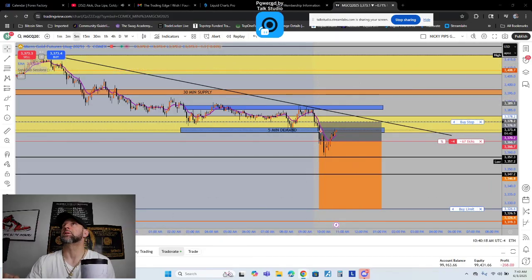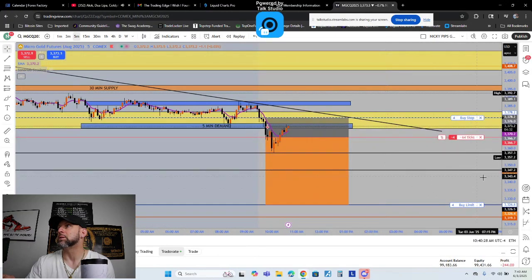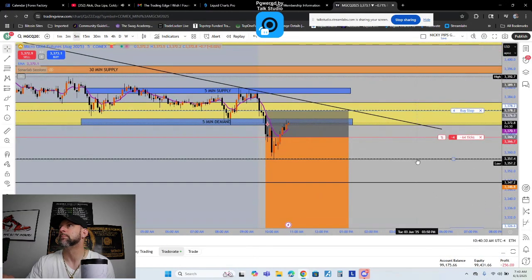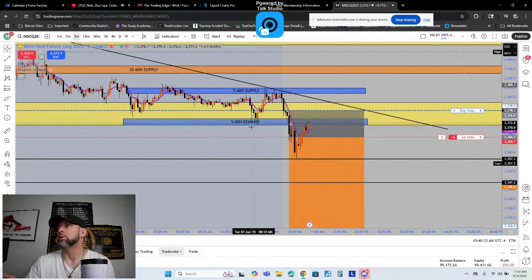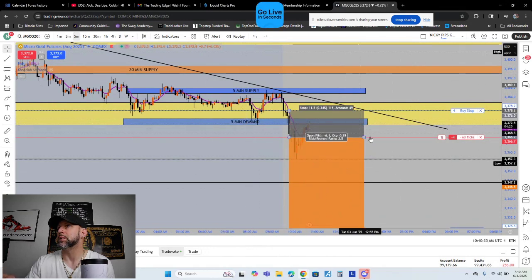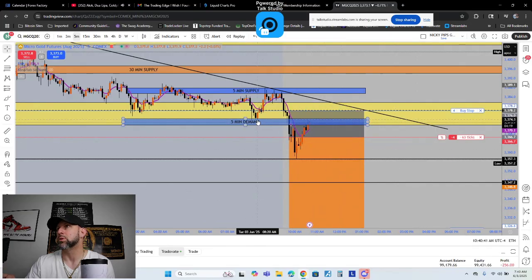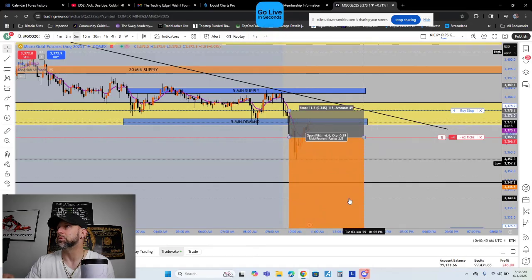So it looks like we respected a previous area of resistance, turned support, so there could be a really good chance that we get stopped out. Because we broke back into the 5 minute demand zone, the only way I can think of is that we'll go back down is of course we reject this previous support here, and we continue to push down.